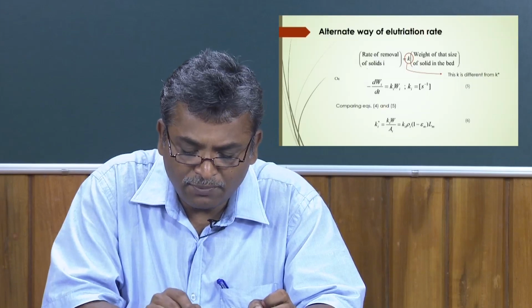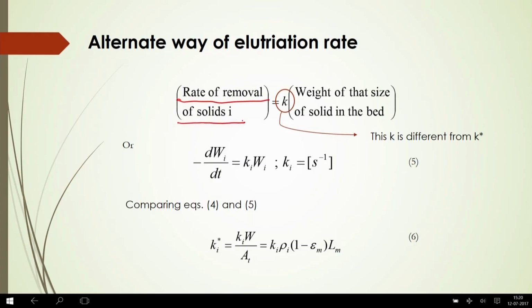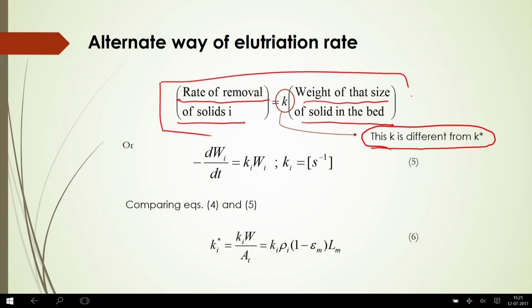Now, if we represent this rate of removal of the solid of class i as proportional to the weight of that size i of the solids in the bed, then that proportionality constant will be k. So, this k is different from k star here. If we represent this elutriation rate by this simple equation, the rate is directly proportional to the weight of that size, not the weight fraction.